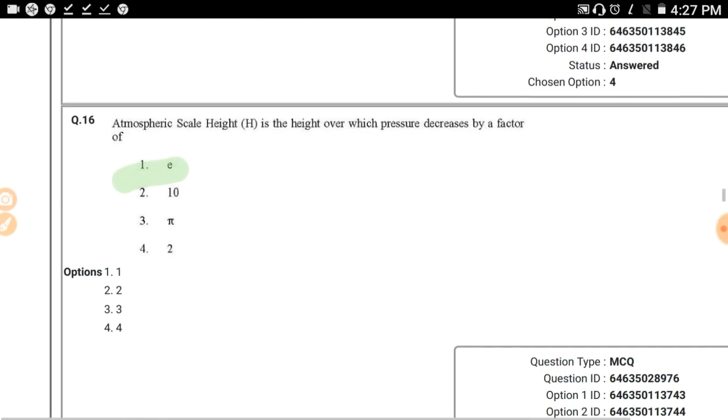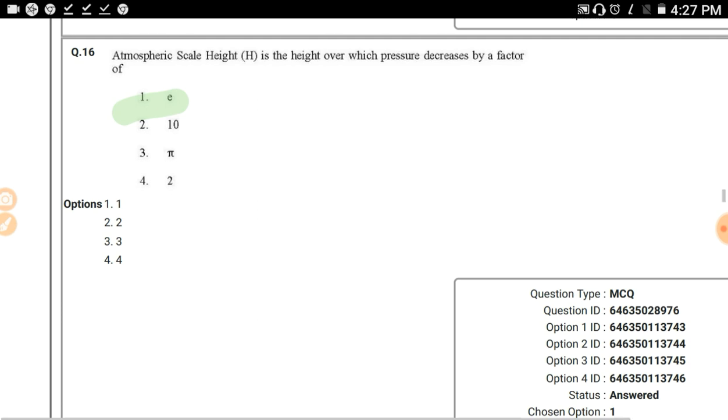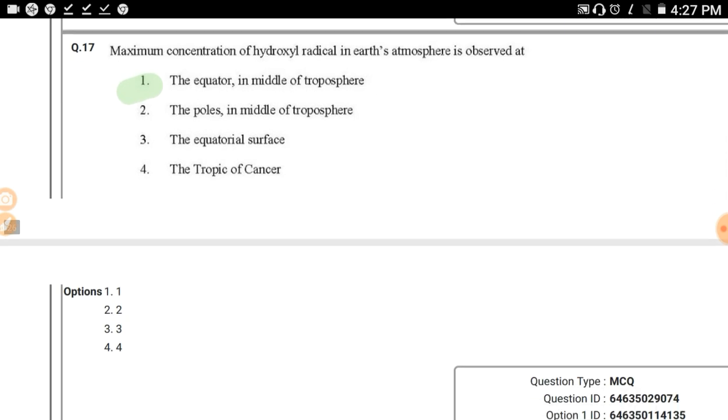Next question. Atmospheric scale height is the height over which pressure decreases by a factor of e. Then, the maximum concentration of hydroxyl radical, which is also called the environmental detergent in Earth's atmosphere, is observed at the equator. The maximum concentration is observed at the equator in the middle of the troposphere.